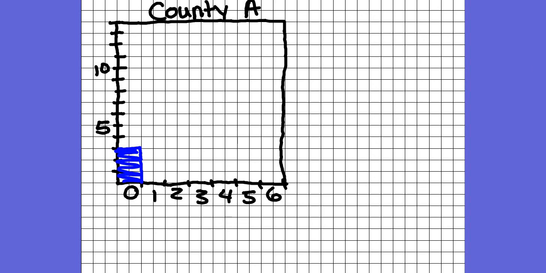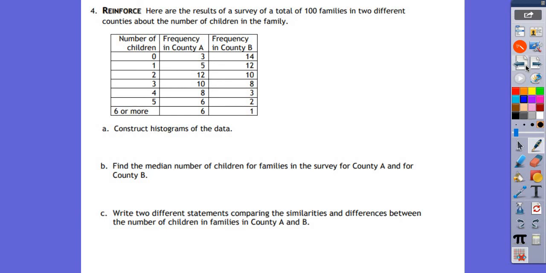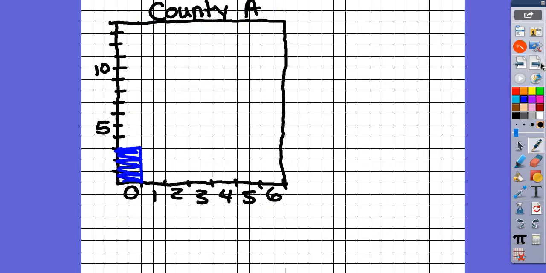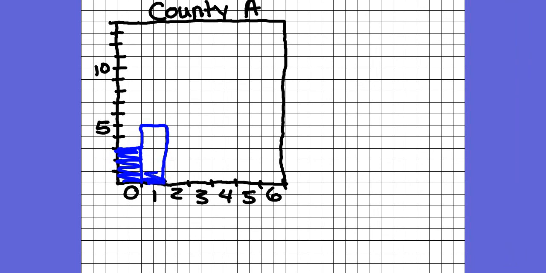And what is it for County A of 1 children? It's a 5. So 1 is going to go up to 5. And I'm going to continue going. Then I'm going to do a whole nother chart, histogram, for County B. Then there's a couple questions on the back that you have to answer about the histogram. And you have the rest of the class period to have that finished.